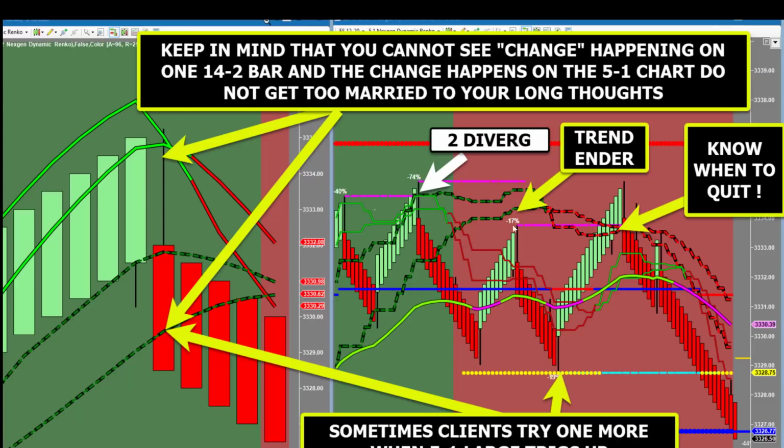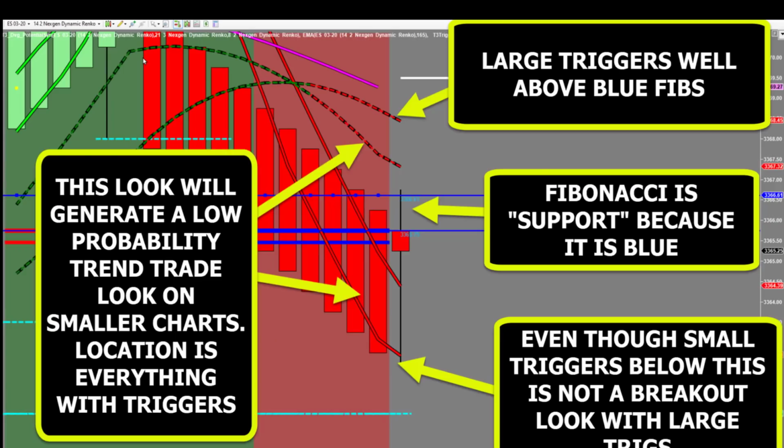And then you can see once they start to weaken, sometimes you get one more bounce, but then you have to know when to quit. So all of this literally happened on one bar on the 14-2 chart. So what we tell people is don't get too married to your long trades once the small chart fades out. It's your warning that this one may not go. And if it does, it can go without you. That's okay. Couple more slides and we're done.